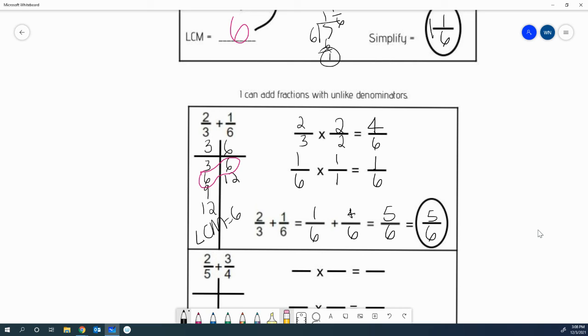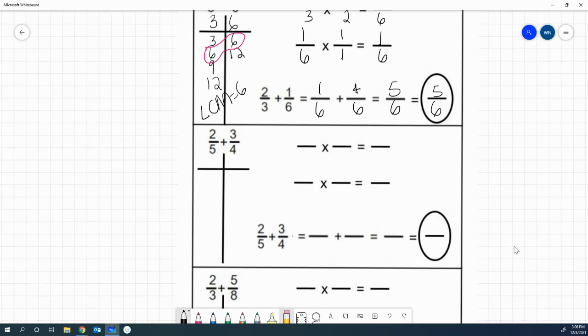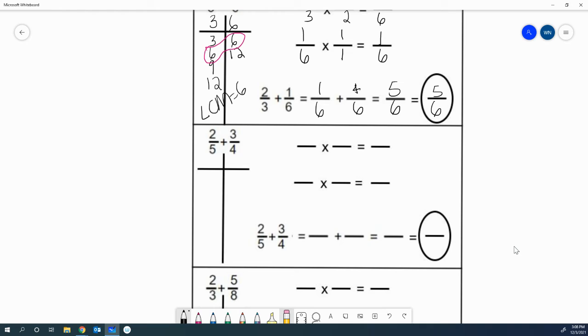Remember to check your work. Make sure your work looks just like mine and back it up if you need to. All right, last 2 problems. This one says 2/5 plus 3/4. So I want you to go ahead and select the least common multiple of 2/5 and 3/4.